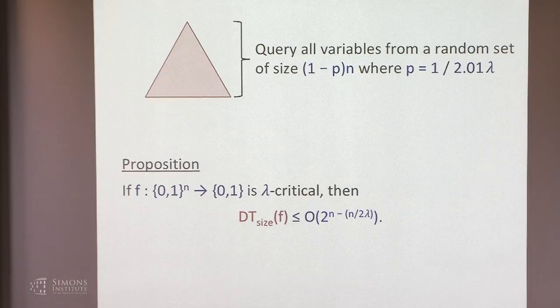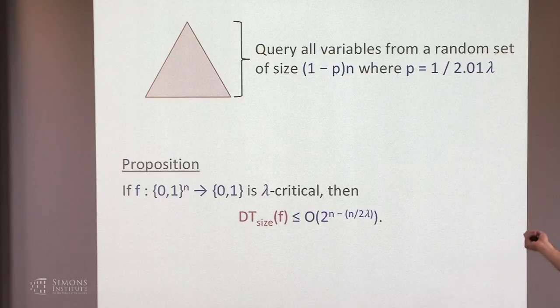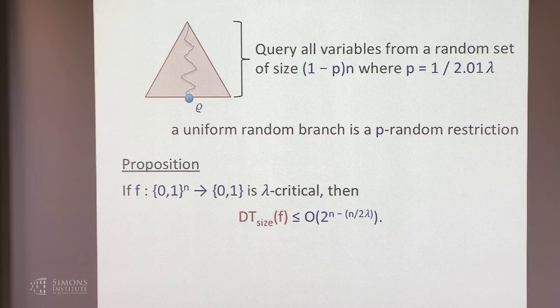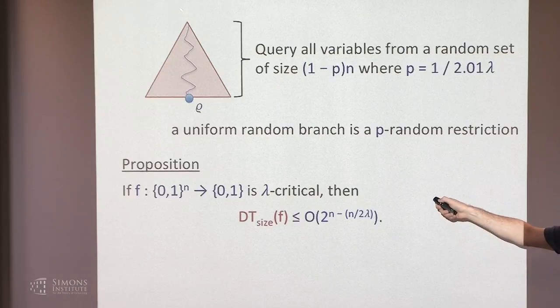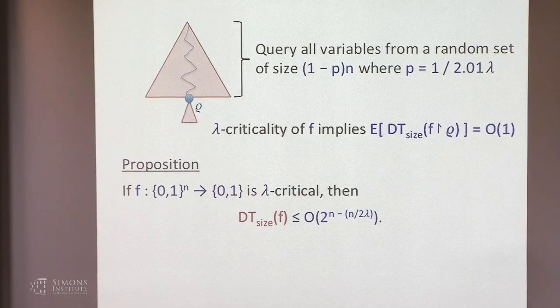Yes. Okay. So just in a few words, why should you believe this is true? Well, you query all variables from a random set. So here's a random decision tree which will have this size. Query all variables from a random set of size 1 minus p times n, where p is just a little bit smaller than 1 over 2 lambda. And now the observation is, if you take a uniform random branch in this partial decision tree, then it is just a p random restriction.